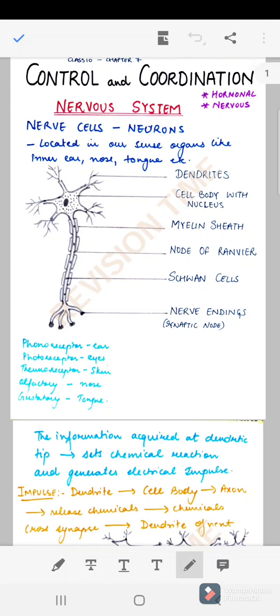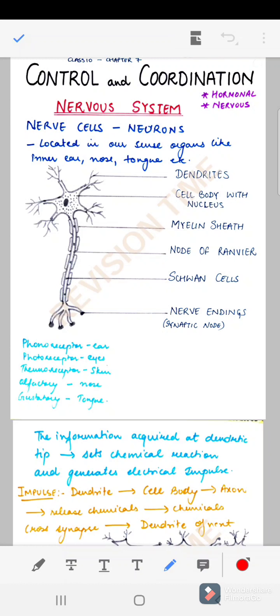In human beings we have a hormonal coordination system, and we have a nervous system. Today I am going to first start with the nervous system. The nervous system is composed of nerves which are made up of nerve cells, also known as neurons. Neurons are the longest cells of the human body. They are located in our sense organs like inner ear, nose, tongue, skin, etc.